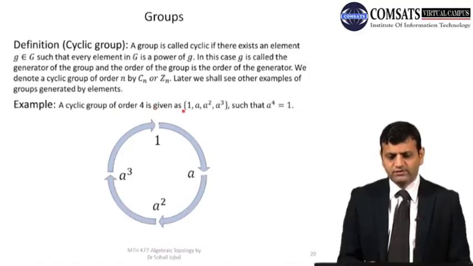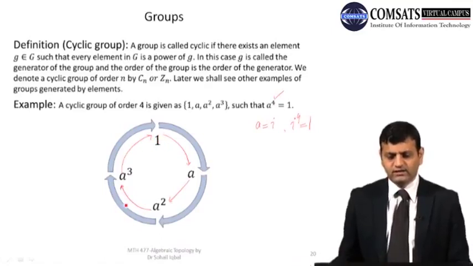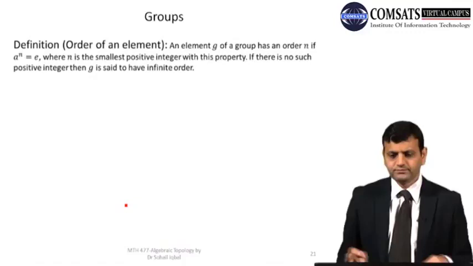So a cyclic group of order 4 is given as 1, a, a square, a cube, such that a raised to power 4 is equal to 1. As we have seen earlier, if I take a to be iota, then this generates a cyclic group of order 4, and it also satisfies the condition that iota raised to power 4 is equal to 1. So this is called a cyclic group because we have a cycle of elements. Starting from 1 we get a, starting from a we get a square, a cube, and then we end this cycle once again at 1. So it is a cyclic permutation or cyclic combination of elements, so that's why it's called a cyclic group.